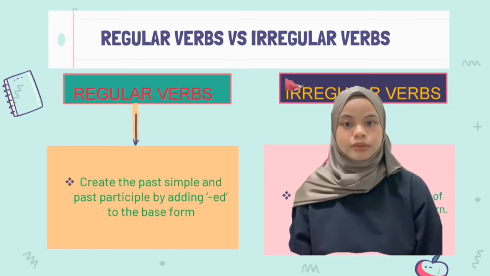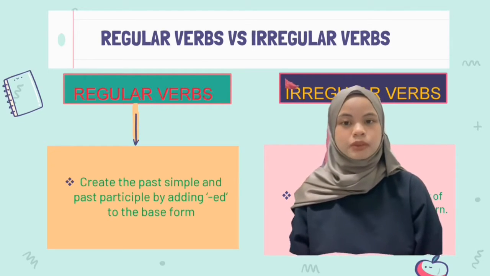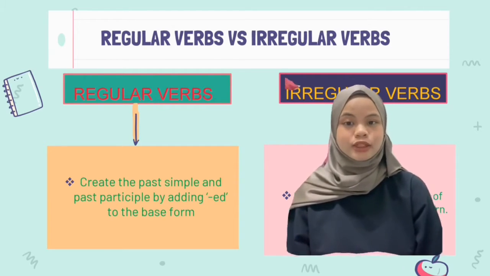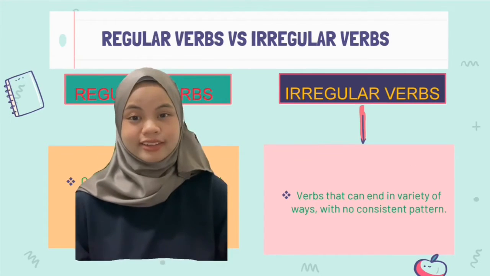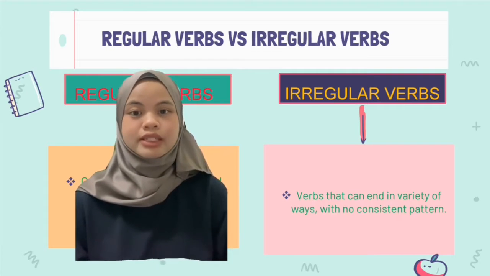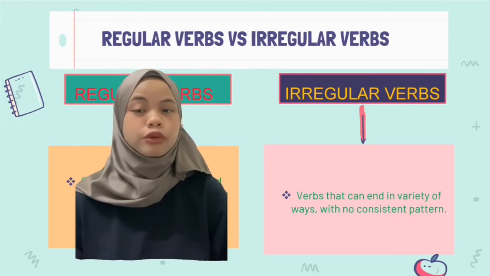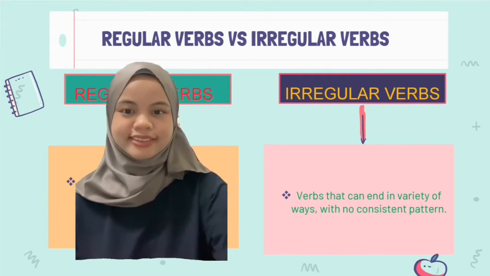Regular verbs create the past simple and past participle by adding ed to the base form. On the other hand, irregular verbs are verbs that can end in a variety of ways with no consistent pattern.